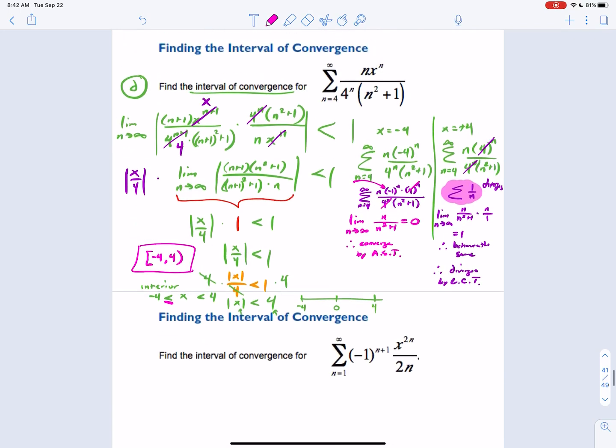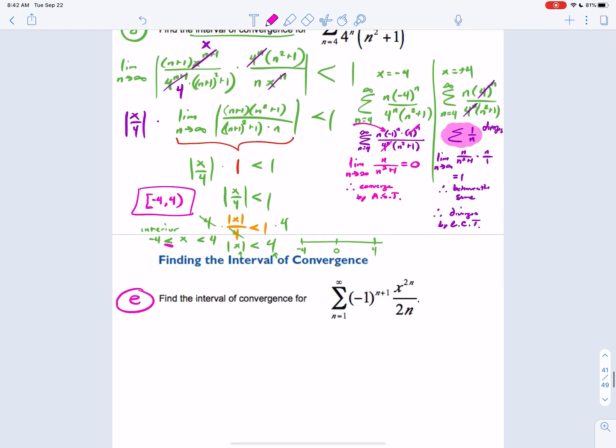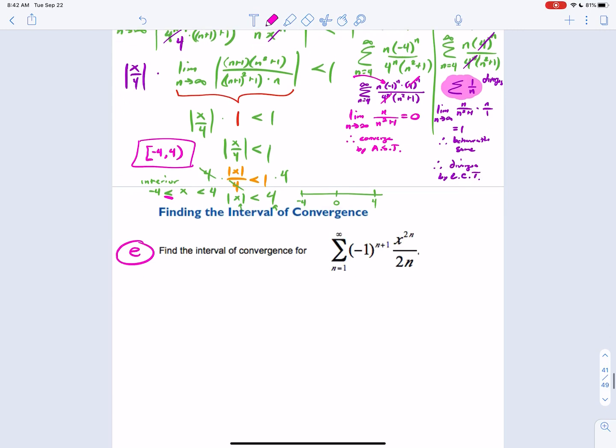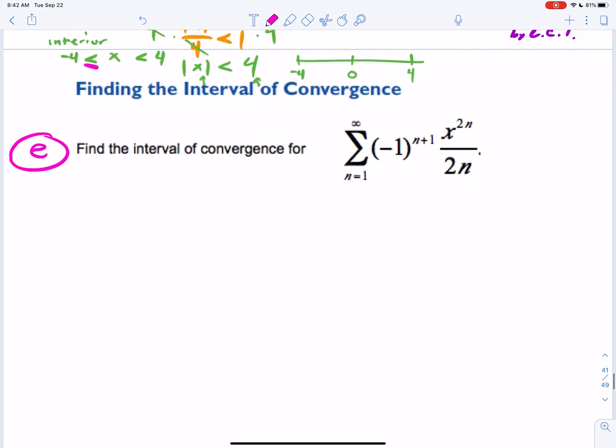Let's do this last one, okay? But I'll breeze on through. Go ahead and try this one here, and then that'll be it for the day. And press play whenever you're ready to check your work, okay?